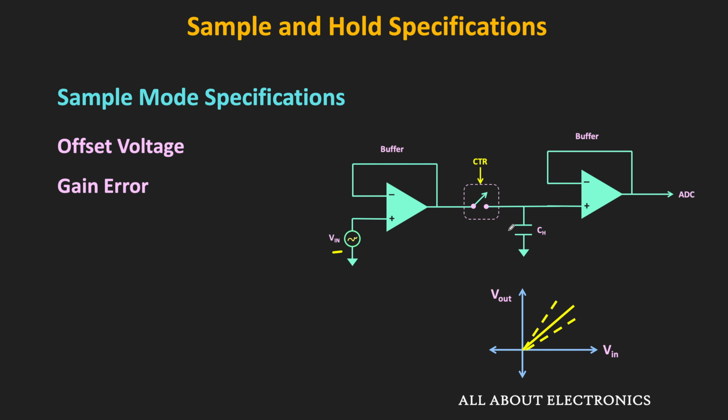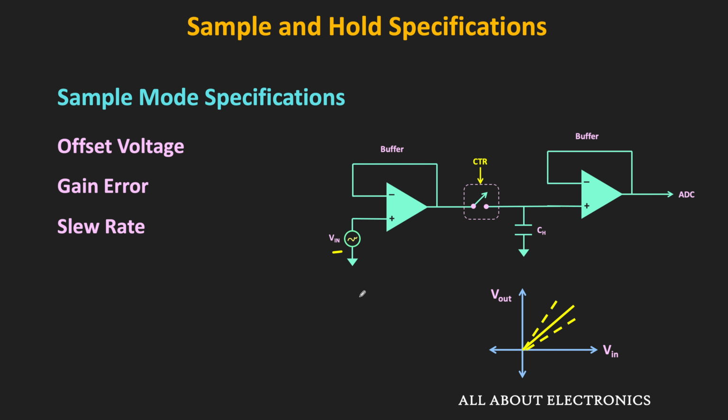The third one is the slew rate. It shows how fast the output of the sample and hold can change, and typically it is mentioned in volts per microsecond. So this specification tells us up to what frequency and what input range the sample and hold is able to track the input signal correctly.